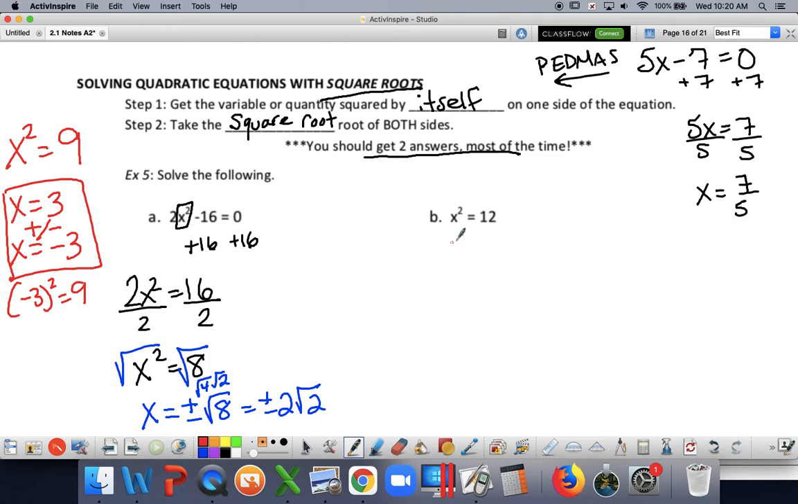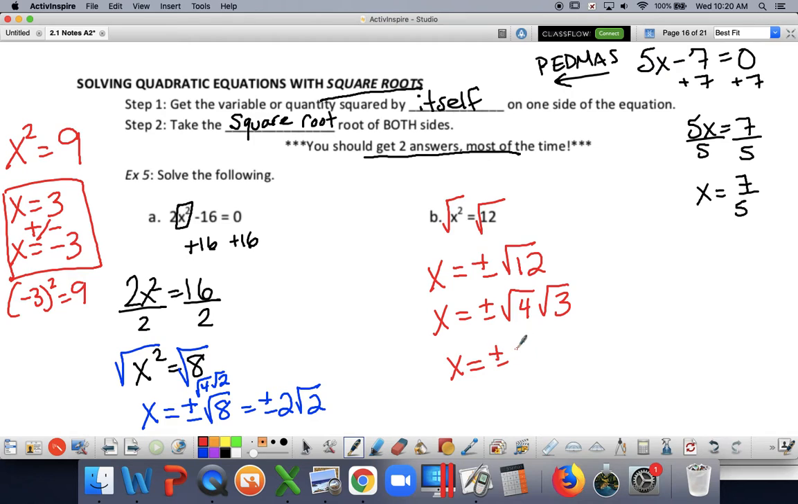Let's look at our next example. The x squared is already solved for us. So I immediately go to that final step and take the square root of both sides. And because I have to consider plus or minus, I get x is equal to positive or negative square root of 12. I then must simplify my answer, and I get x is equal to positive or negative 2 square root of 3.